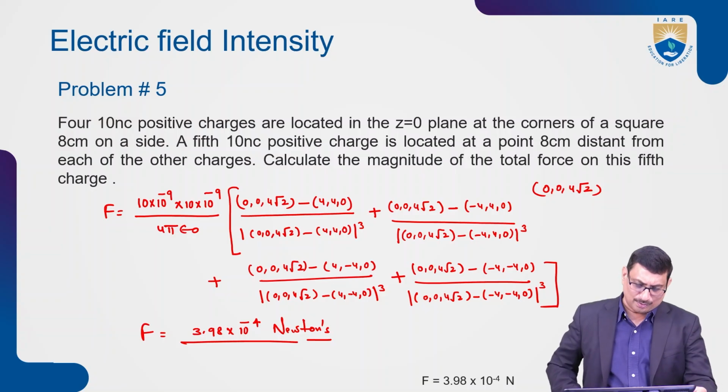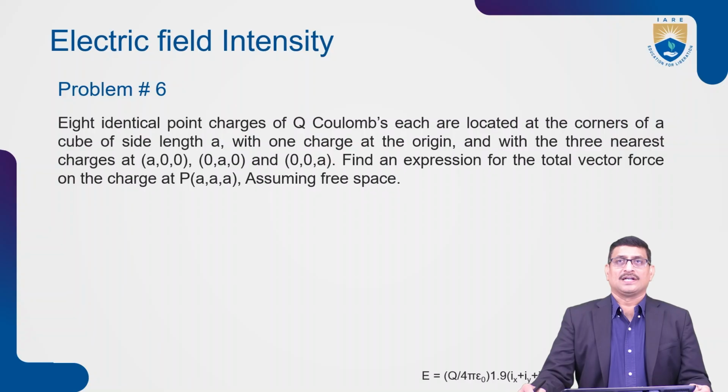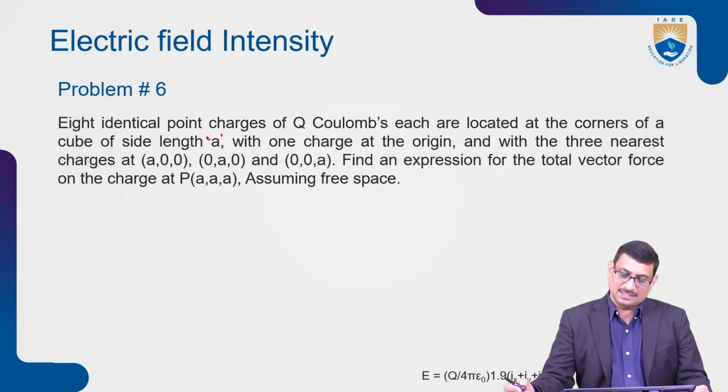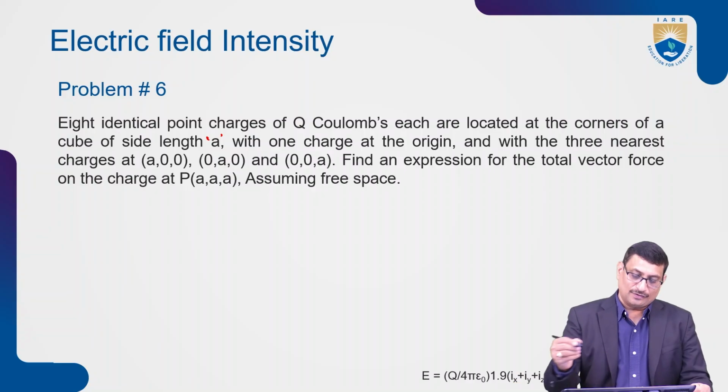Let us see one more problem. There are 8 identical point charges of q coulombs, each located at the corners of a cube of side length a meters, with one charge at the origin and the 3 nearest charges at a, 0, 0; 0, a, 0; and 0, 0, a. Find the expression of the total vector force on the charge at a, a, a, assuming it is in free space.